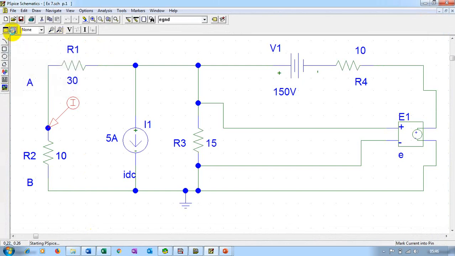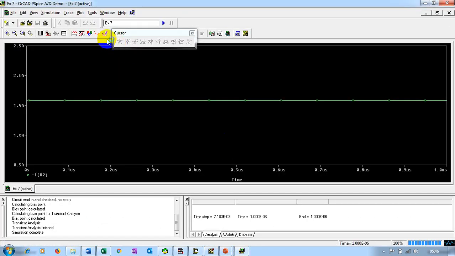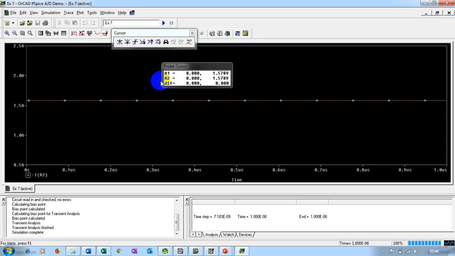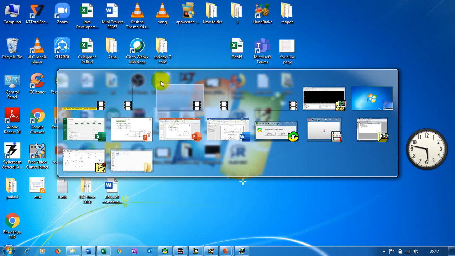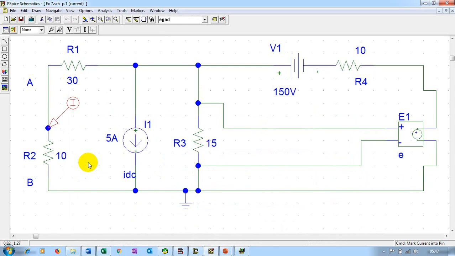And let us simulate to check our output. Now we are getting our answer as 1.5789 without applying Thevenin theorem, right? So what was our answer when we had theoretically calculated? The answer was 1.5789, and here also we are getting the same using Thevenin theorem. But let us verify the Thevenin theorem, in the sense we need to verify for VTH as well as ISC.